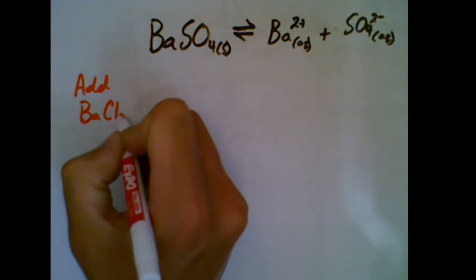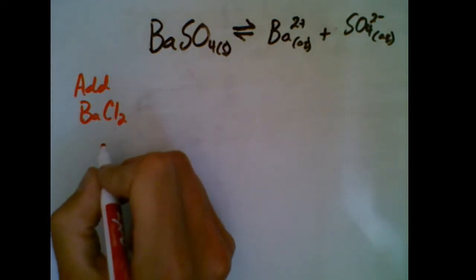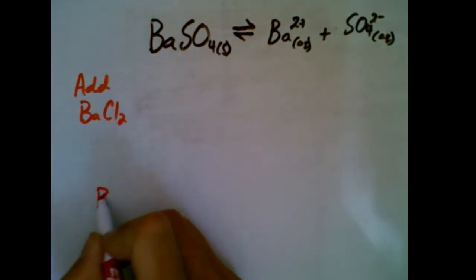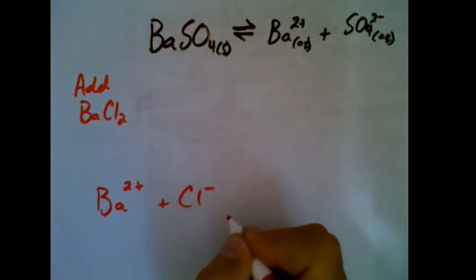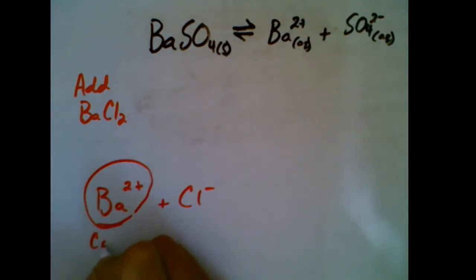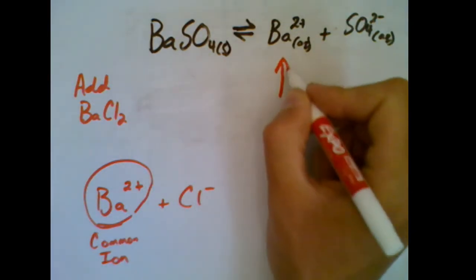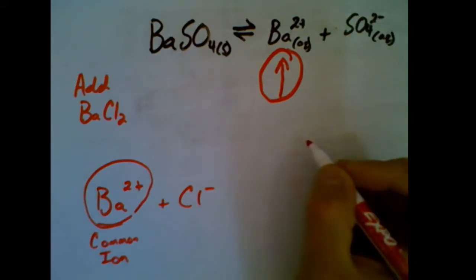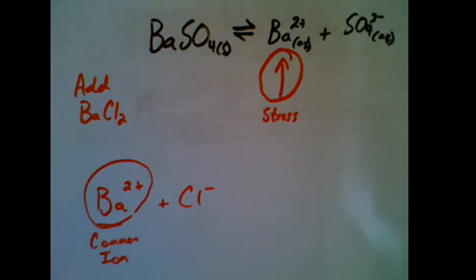BaCl2. Now, it's important to understand that BaCl2 is actually made out of Ba2+ and Cl-. So what that means is there is a common ion. So what is going to take place when we add BaCl2 is there is going to be an increase in the amount of barium 2+ dissolved in the solution. And this is our initial stress.